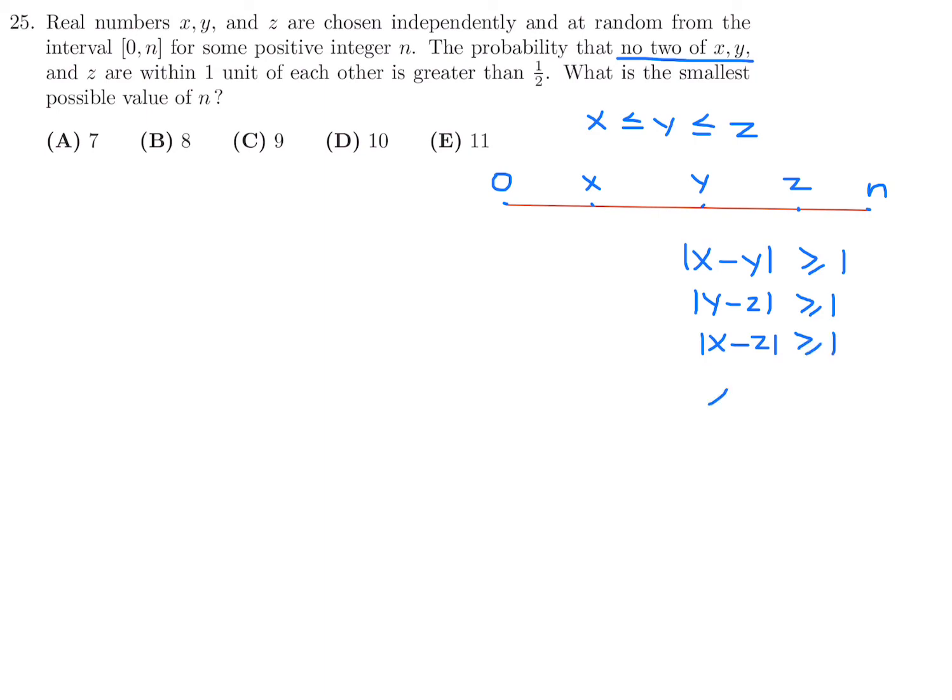So really what we're just dealing with is, since we've set this inequality, x minus y is greater than or equal to 1, and y minus z is greater than or equal to 1. We can drop the absolute values, and then we don't need to worry about the other one, because as long as these are true, the other one will be true as well. Now the probability of that happening is greater than a half.